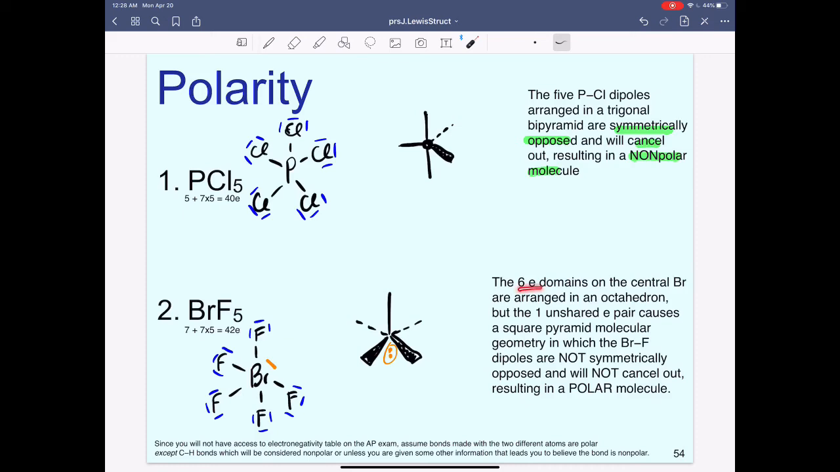With 6 domains arranged in an octahedron, however, with one unshared pair, will cause square pyramid molecular geometry. The Br-F dipoles are not symmetrically opposed and will not cancel out, resulting in a polar molecule in this direction.